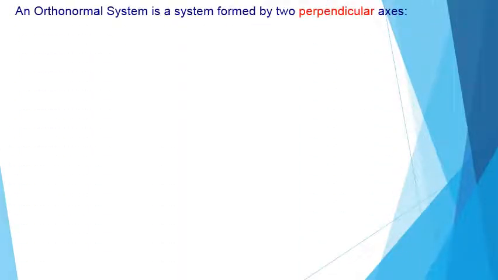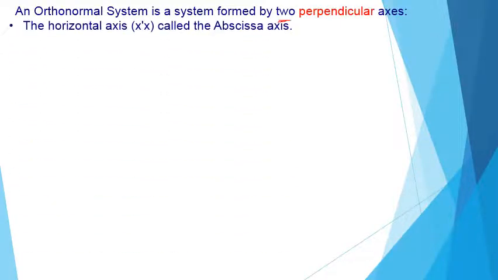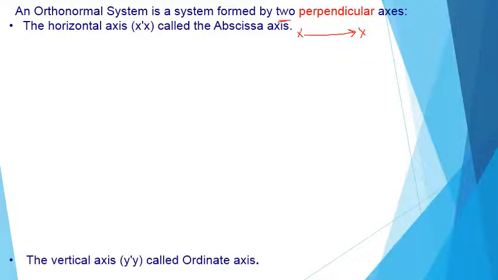First, an orthonormal system is a system formed by two perpendicular axes. The first one is called x prime x and the other one is called y prime y. The horizontal axis, horizontal, it means like this, is called x prime x. The sense here is towards x, and we know that numbers go to infinity. The other side is x prime. This x-axis is called the abscissa axis.